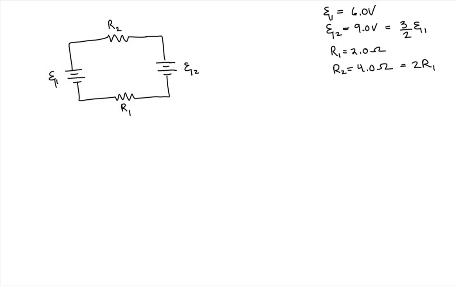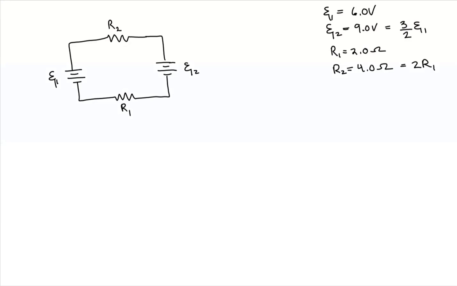Our goal is to find the current across each resistor. Since this is just a single loop, the current everywhere in this single loop will be constant. So if we find the current anywhere, we will have found the current everywhere. Now, we're going to use Kirchhoff's laws to help us analyze this circuit.